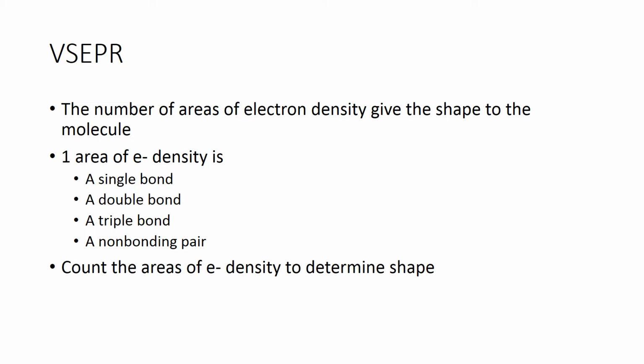Now, one area of electron density is any of these: a single bond, a triple bond, a double bond, or a non-bonding pair. A non-bonding pair actually needs space to be in, and a triple bond needs the same space as a single bond because the electrons are in the same place between the atoms. So it doesn't need 3 places, just 1. So when we go to count the areas of electron density to find what the shape is, we are really looking to see the places where electrons are.